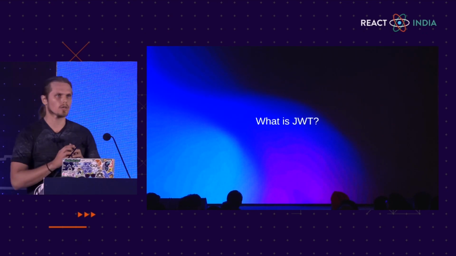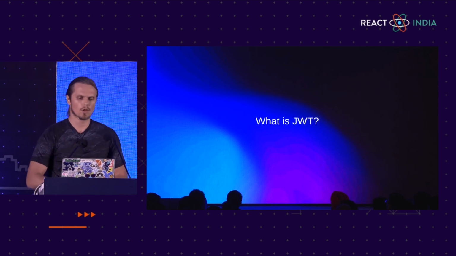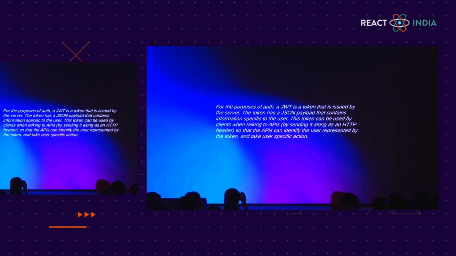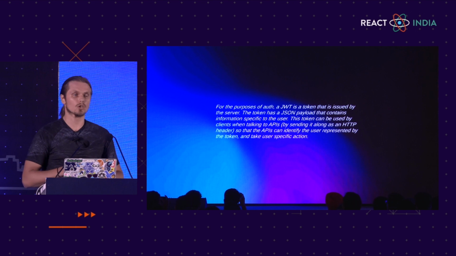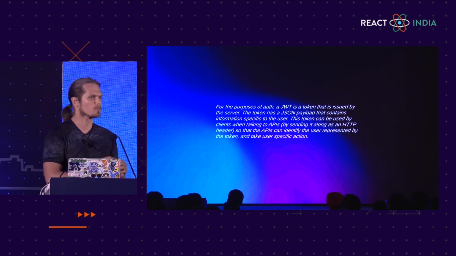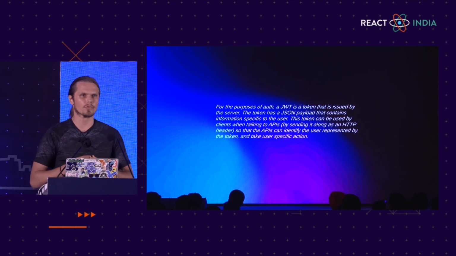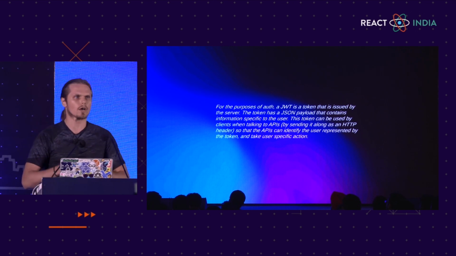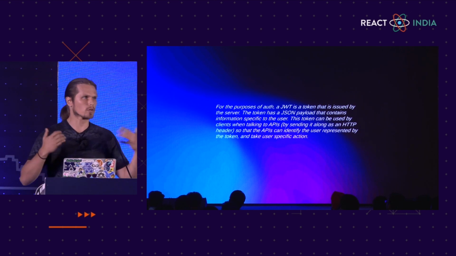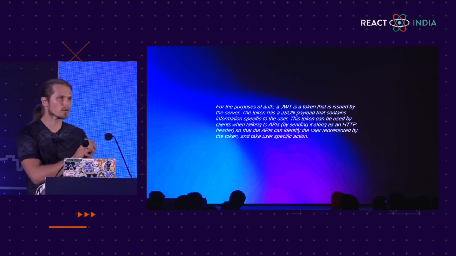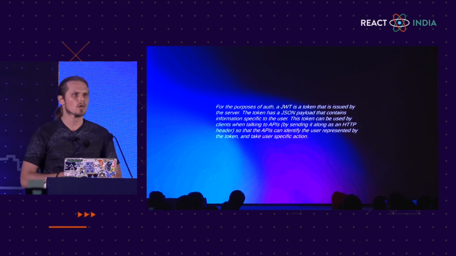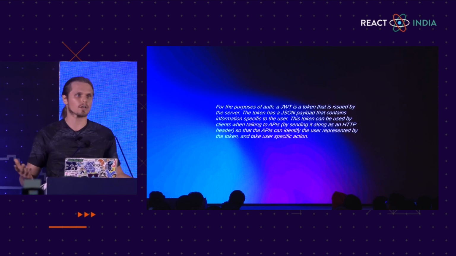So JWT is a token which is used for the purposes of auth, and it has some kind of JSON payload that is not encrypted. And this is a misconception. Lots of people think JWT tokens are encrypted. No, they are not. You can decode it on the client. They are just base64. And the token can be used when talking to API. Now, the secure part of JWT token is the token is verified by the backend, and it's valid until it's expired.